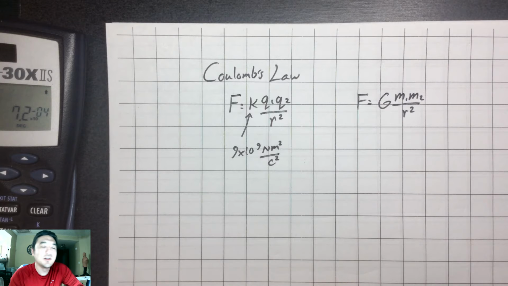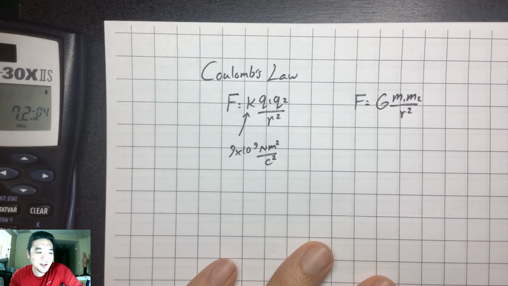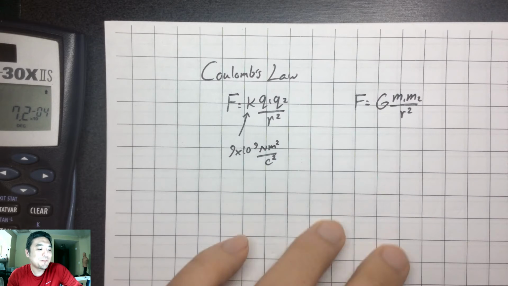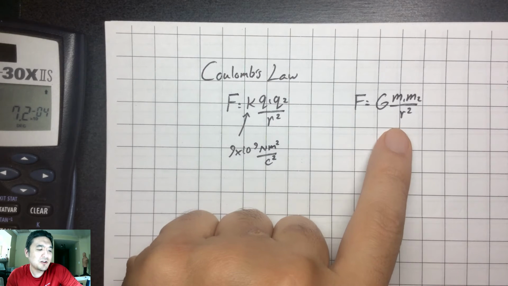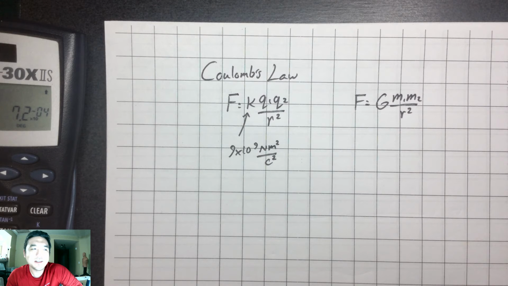So look at the similarity between these two. Same setups. Whatever's causing the gravitational attraction or whatever's causing the electric repulsion or attraction, that's going to affect something else that's much like itself. So masses create gravitational fields, they affect other masses. Charges create electric fields, and they affect other charges. But it's interesting that it goes down by the inverse square of the distance. So just keep that in mind.